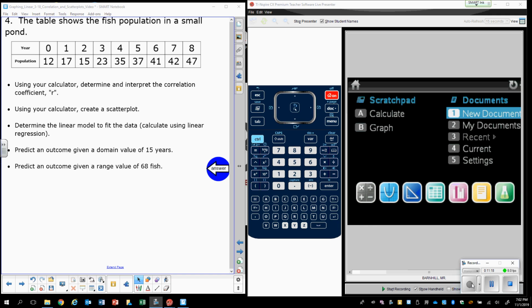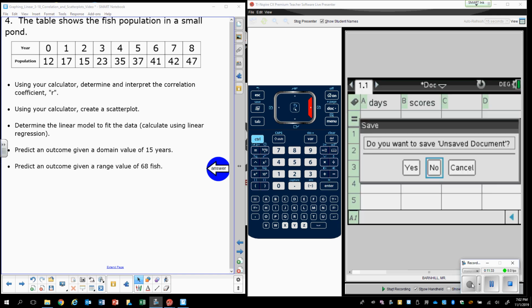Okay, now we're going to look at a situation, and we're going to graph. We're going to do some things in our calculator to help us do this type of question. So we're going to start off in our calculator by going to New Document. And what we're looking at here is the relationship between the fish in a small pond and the number of years that those fish have been in that pond.